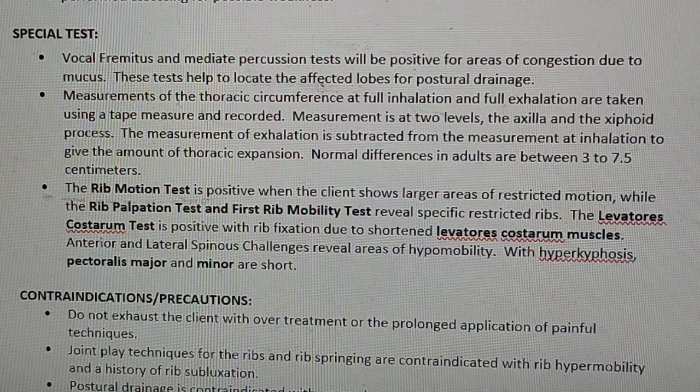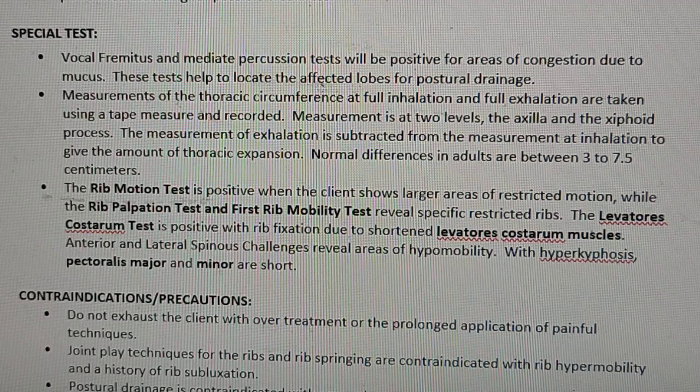Okay, measurements of the thoracic circumference at full inhalation and full exhalation are taken using a tape measure and recorded. Measurement is at two levels: the axilla and the xiphoid process. The measurement of exhalation is subtracted from the measurement of inhalation to give the amount of thoracic expansion, the ribcage area expansion. When you breathe in and out, you measure that and deduct them from each other, and then you get the thoracic expansion.